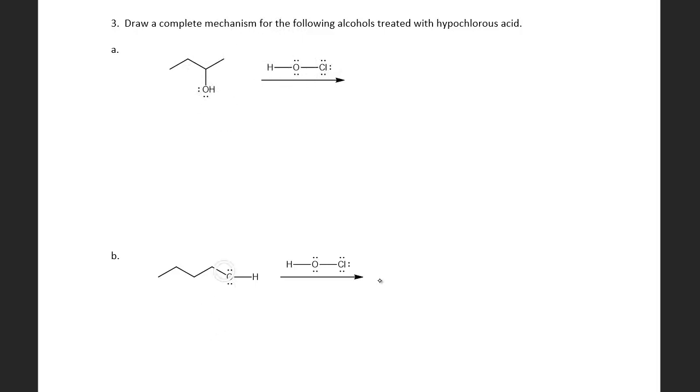All right, so for these, we're asked to draw a mechanism showing bleach reacting with our alcohol, and here we have a secondary, here we have a primary. So for the reaction with bleach, the first thing we're going to do is use our electrons on our oxygen to make a better leaving group.